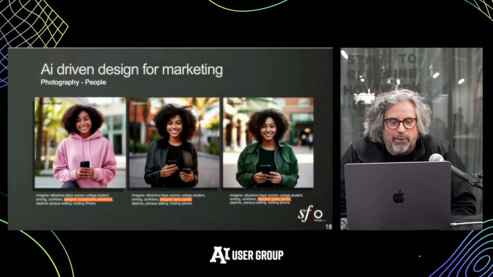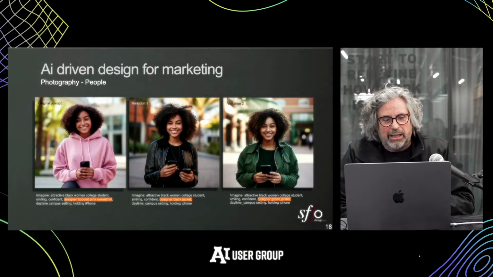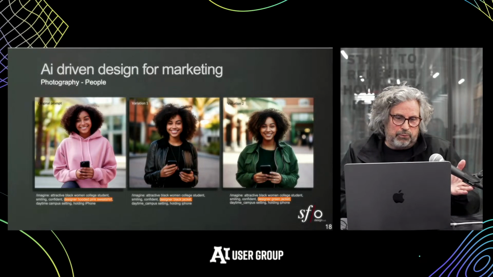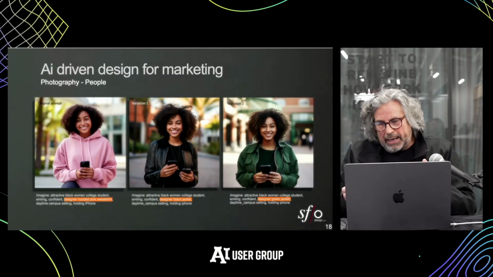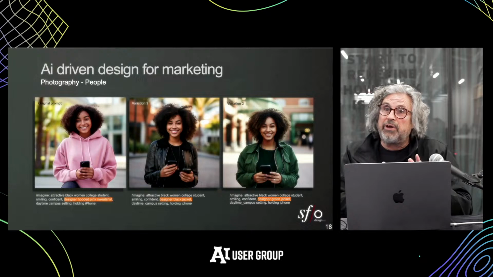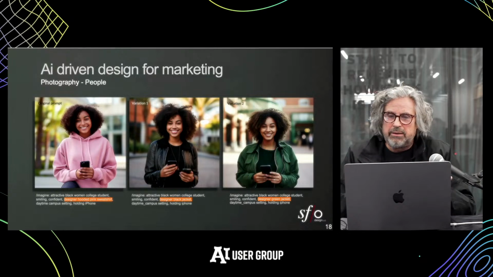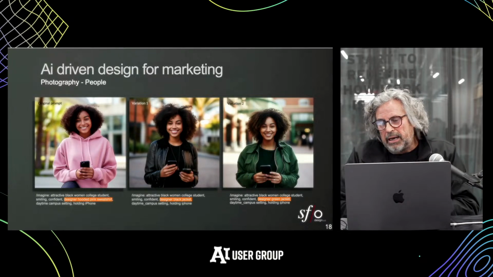This is an example: the one on the left is the pink sweatshirt. But now let's say the client says, well, how about a black jacket, or how about a green jacket? It's the same prompt, just changing that one thing. You get a very similar, acceptable photograph, hopefully.